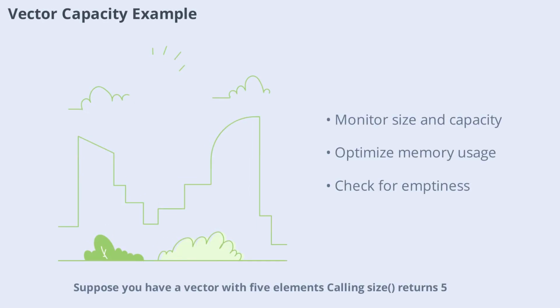Suppose you have a vector with 5 elements. Calling size returns 5, while capacity might be higher due to internal allocation. After resizing to 4, size becomes 4, empty checks if the vector is empty, and shrink_to_fit reduces unused capacity. These tools let you optimize your vector's memory footprint.